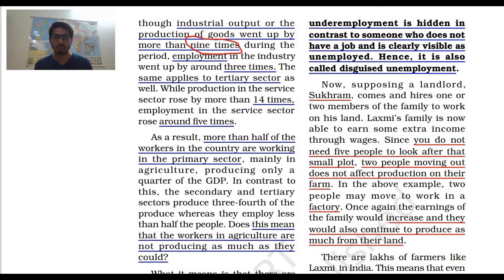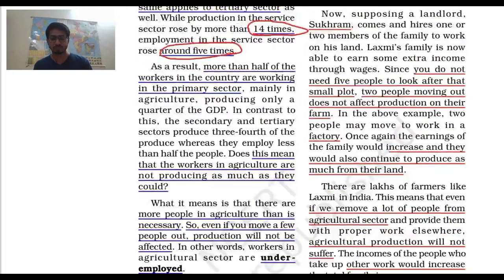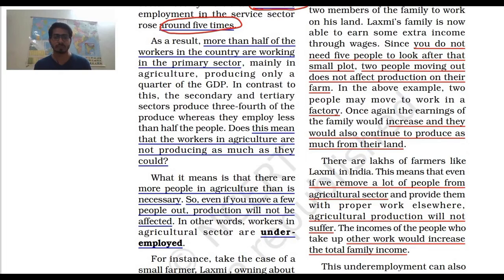Employment in industry went up around 3 times. The same applies to the tertiary sector as well. While production of these services sector rose by more than 14 times, everything is increasing. Employment in these services rose around 5 times, but employment is not increasing as much. Okay, this is actually a problem. Share or production is increasing, but employment is not happening.